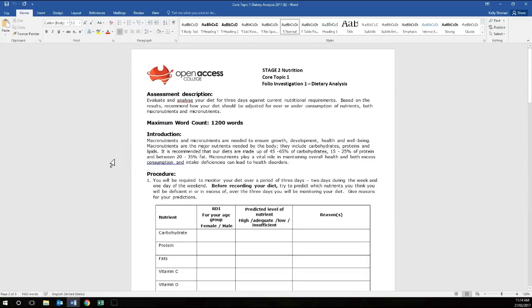Okay, hi everyone. So today I'm going to be going through the first investigation folio task, which is the dietary analysis. So this maximum word count of 1200 words is a suggestion. However, I'm hoping that you shouldn't go over this word count by too much because it is a suggestion based on what I expect from you to be able to analyze it in the depth that I think is required for you to get a good grade.